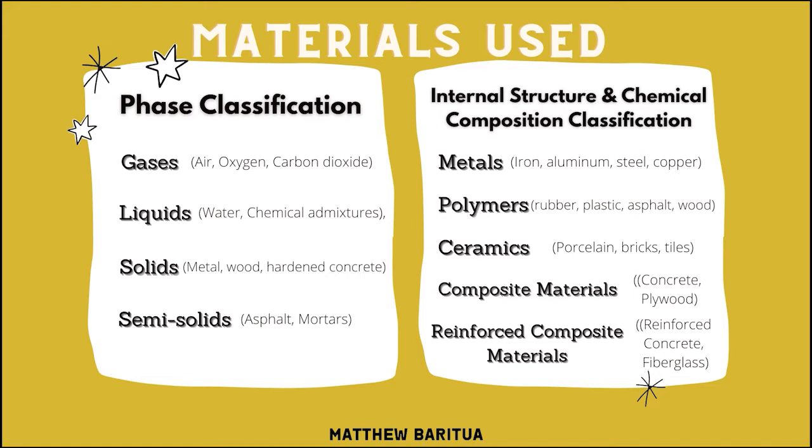Differentiating composites from mixtures and solid solutions, like the concrete and plywood. And lastly, we have reinforced composite materials, which are materials that comprise a high strength additive included with the virgin resin. The additive is usually glass, carbon, or Kevlar fiber. So examples of reinforced composite materials are reinforced concrete, reinforced plastics such as fiberglass.